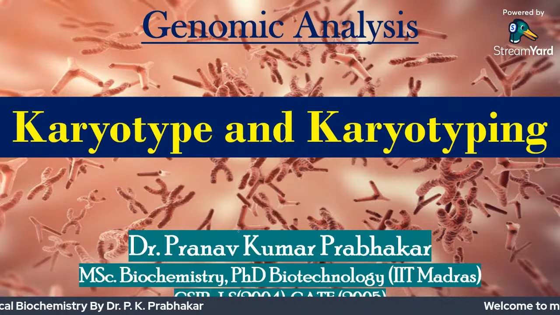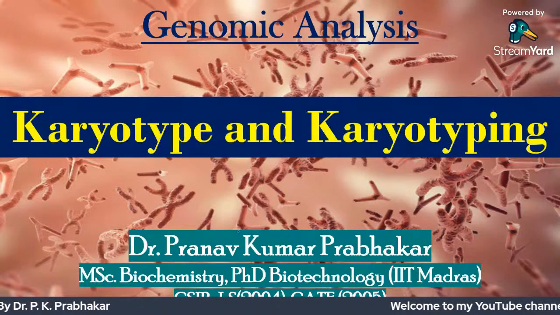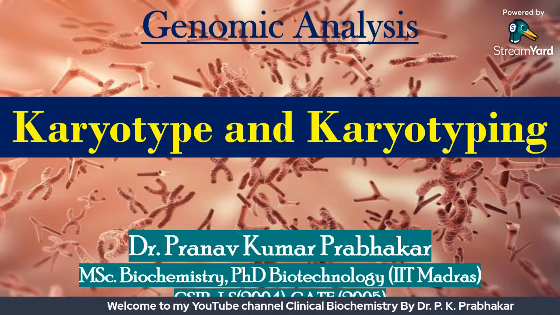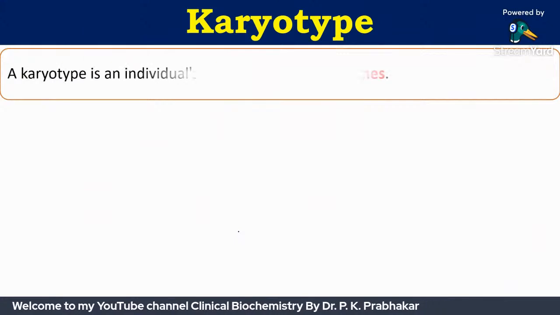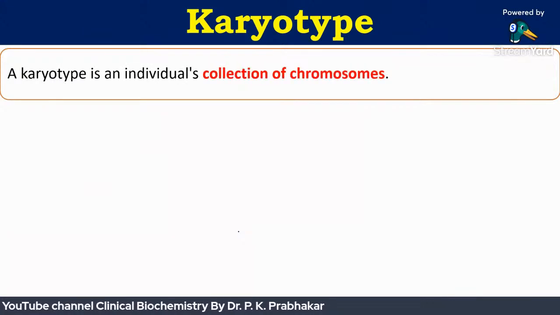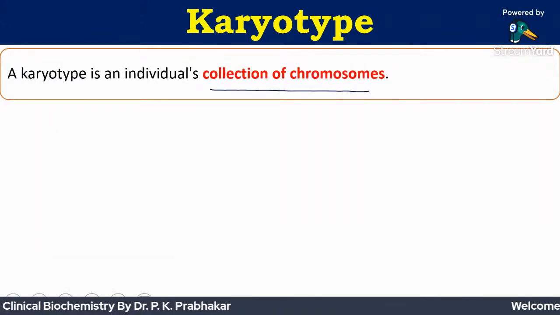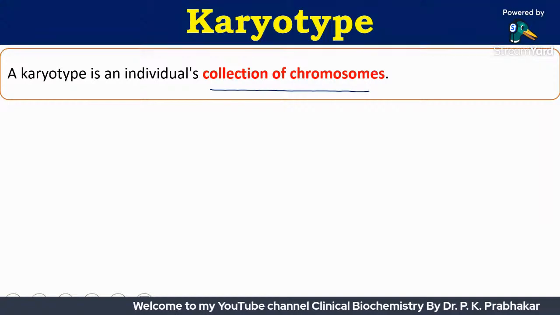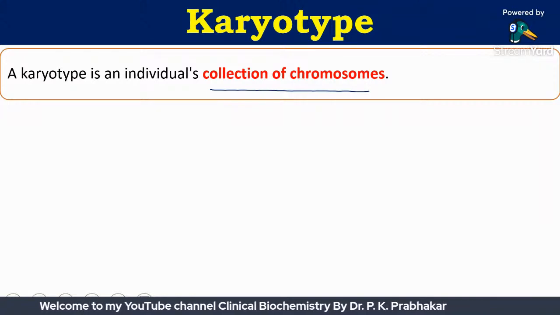Here, using cell culture methods, a standard karyotype or karyogram of a person or organism can be prepared. The karyotype is an individual's collection of complete chromosomes. If I talk about humans, we have 46 chromosomes, so this is the collection of all 46 chromosomes.